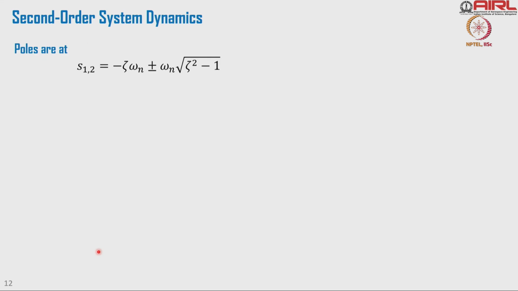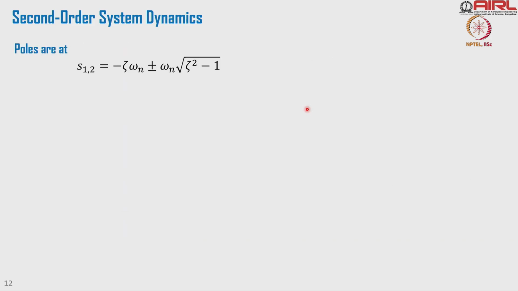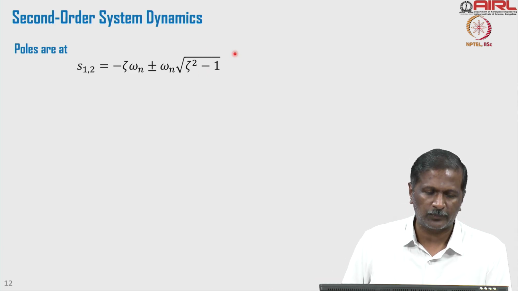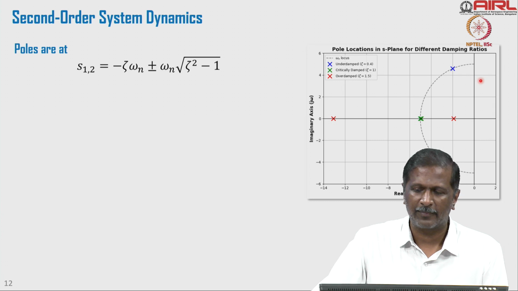Now, a second order system has poles, right. I can use the characteristic equation, s square plus 2 zeta omega n s plus omega n square. It is a quadratic equation. We can find the roots of the quadratic equation, and that becomes the poles of the system. Here the poles are minus zeta omega n plus or minus omega n square root of zeta square minus 1. So, we are talking about where the poles are.